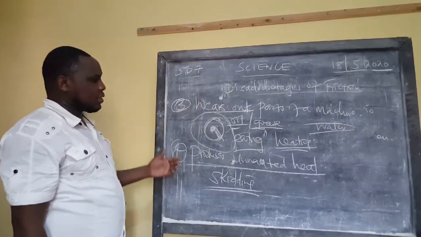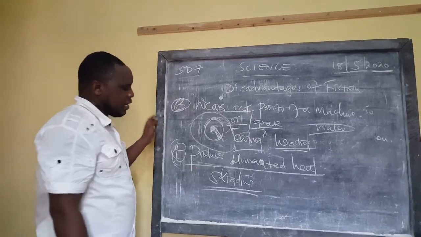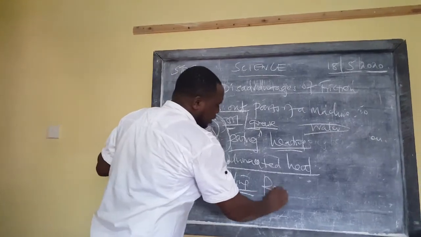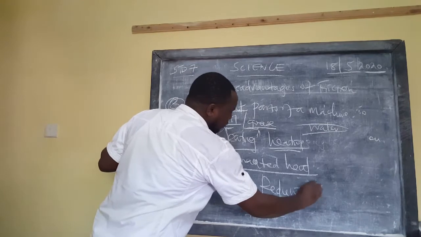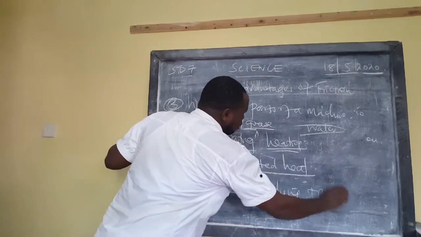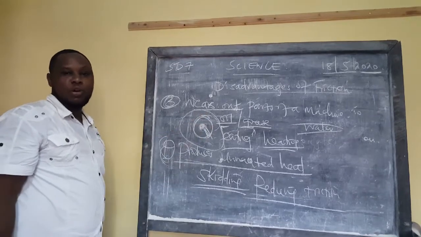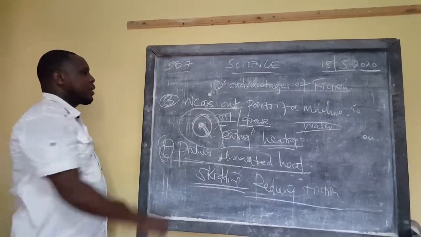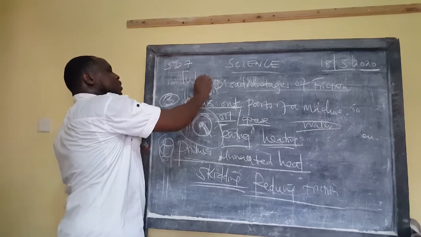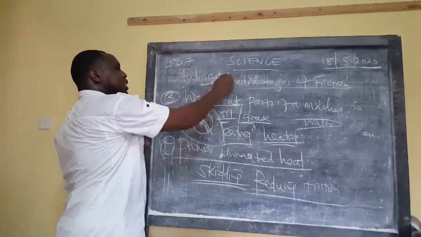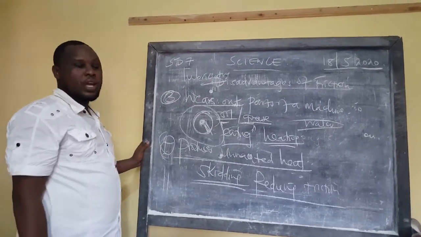So we'll finish this, and then our next lesson, of course, is going to be ways of reducing friction. How can we be able to reduce friction? And I've just mentioned one: greasing, applying grease or oiling. That is, in another word, lubricating. We lubricate machines to reduce friction.